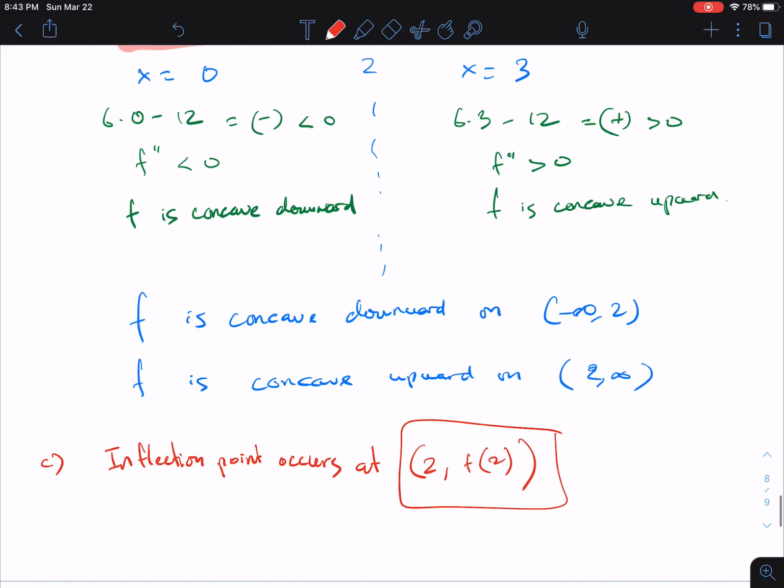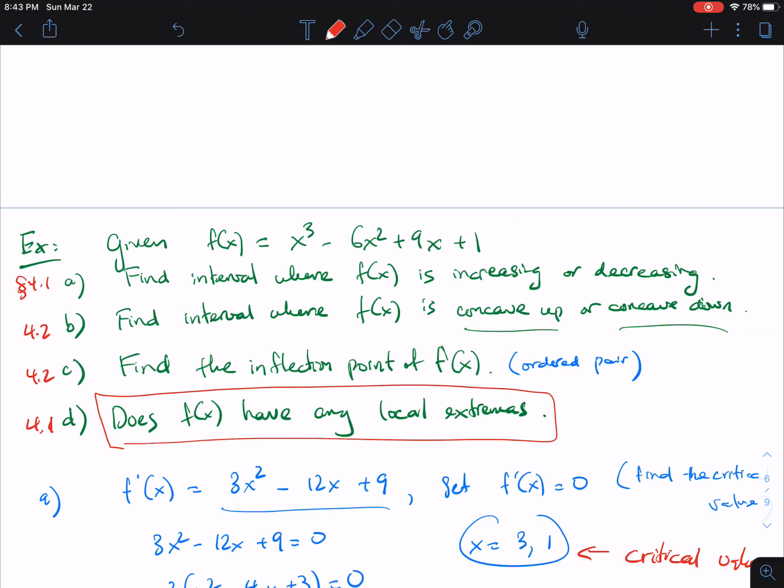I'm going to skip part D. I'm going to let you figure out part D on your own. Just review the 4.1 notes, then you can find those local extrema.